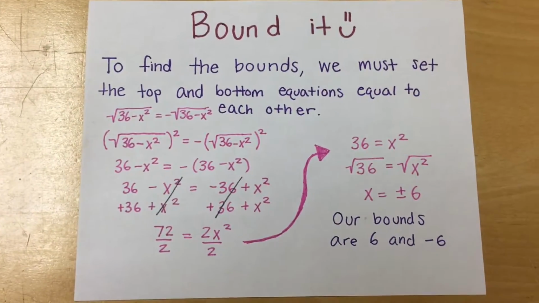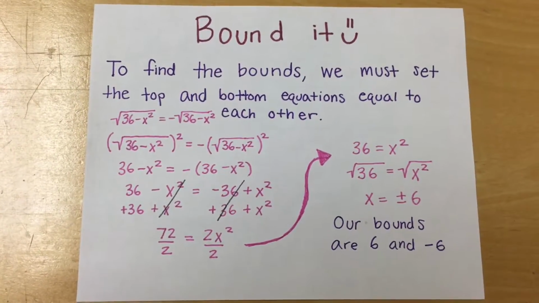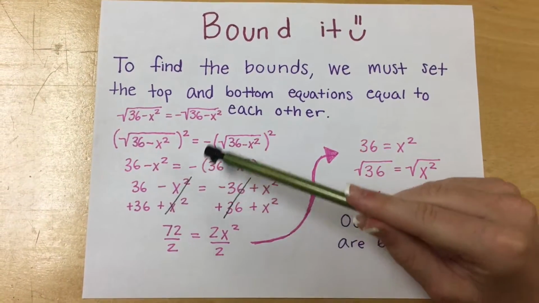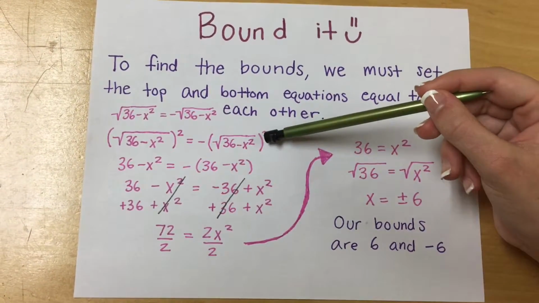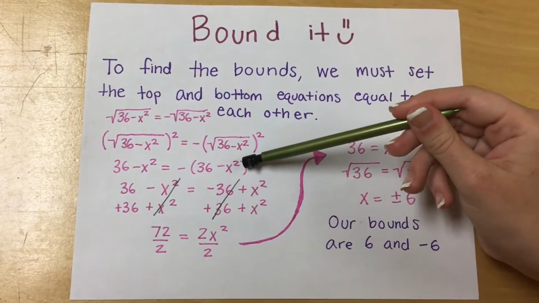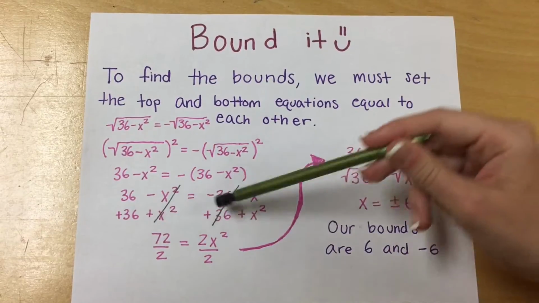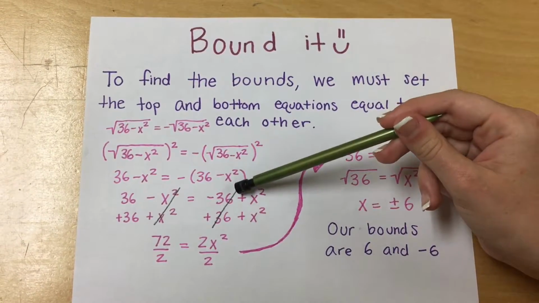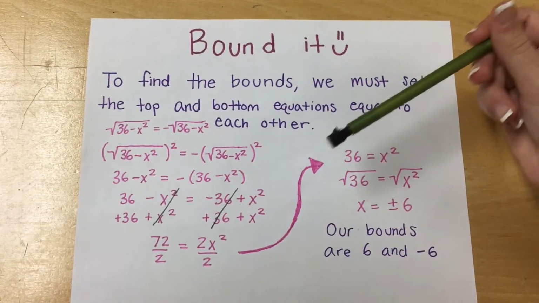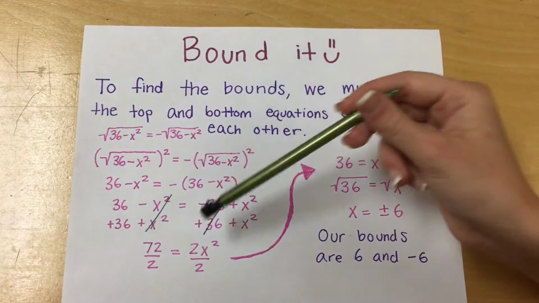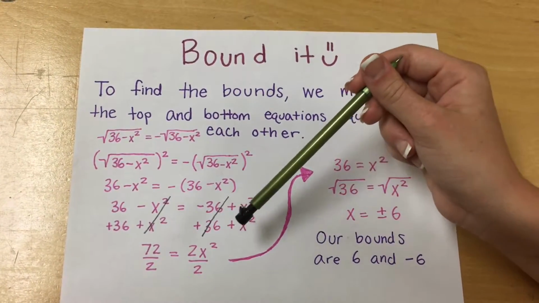Bound it. To find the bounds, we must set the top and bottom equations equal to each other, as shown here. Then we will square both sides to get rid of the square root. Then we distribute the negative. After that, we add 36 to both sides, and that will cancel this out. Then we add x squared to both sides to cancel this out. That'll give us 72 equals 2x squared.